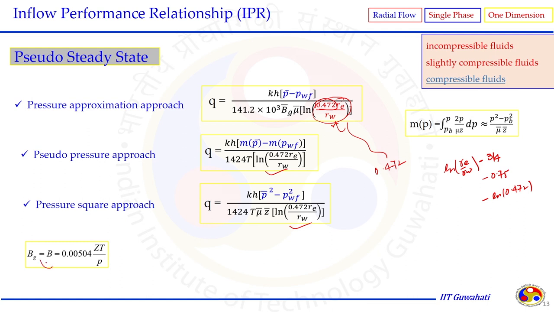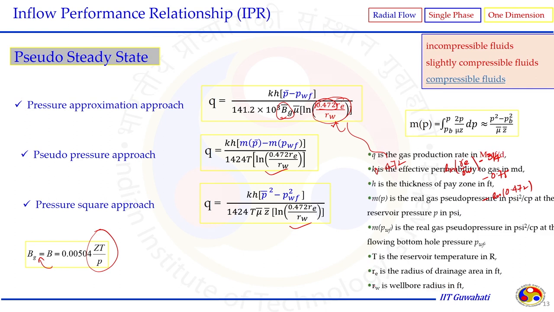Another part, that is for the gas volume formation factor, B is equal to 0.00504 ZT/P. So either we can express the expression in the form of BG, or BG can be replaced by ZT/P. In general, whenever we are getting ZT/P in the expression, we replace this with the BG. And again, all the properties mentioned here with bar are calculated at the average pressure. Again, the expressions have some terms, and the terminology is similar to the steady state case. The units are the same, the nomenclature is the same.